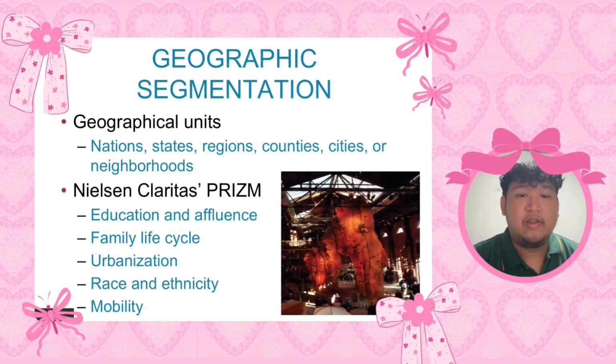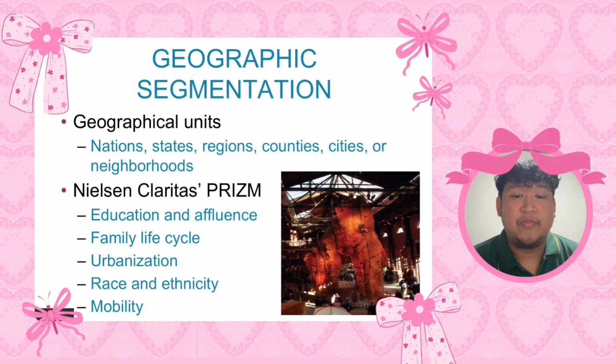Let's begin with geographic segmentation, one of the simplest yet most effective ways to segment a market. This method divides consumers based on their location, considering factors such as country, state, or city. Different regions have unique consumer behaviors and preferences. Urban versus rural living: urban consumers may have different needs and access to products compared to those in rural areas.